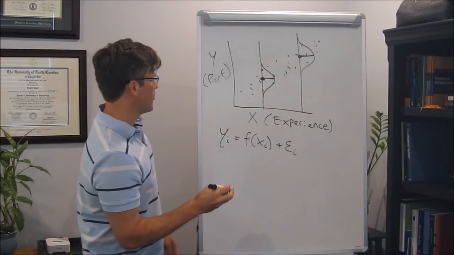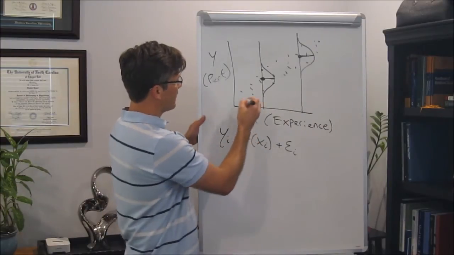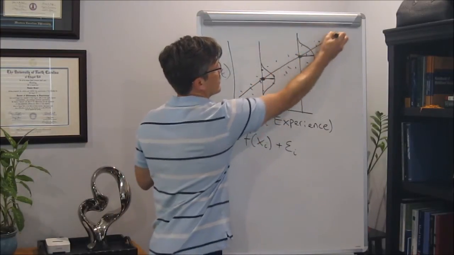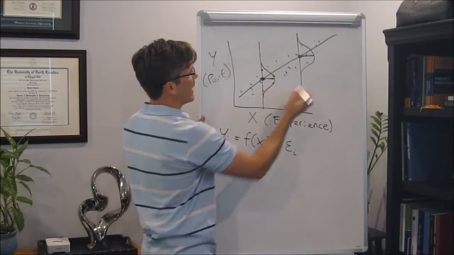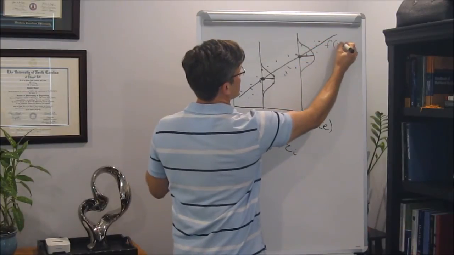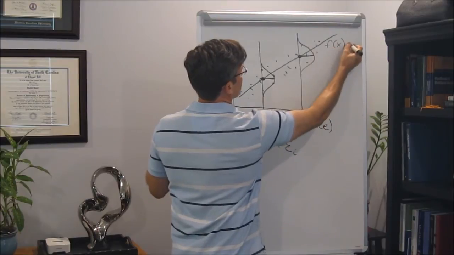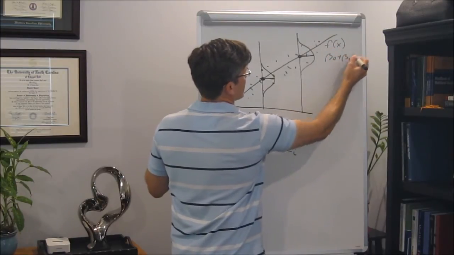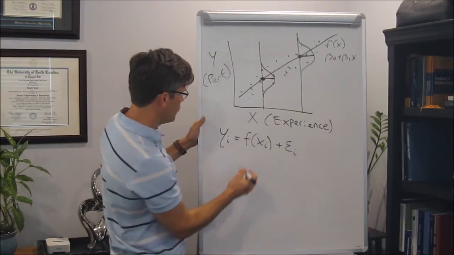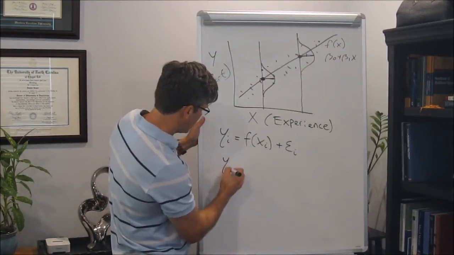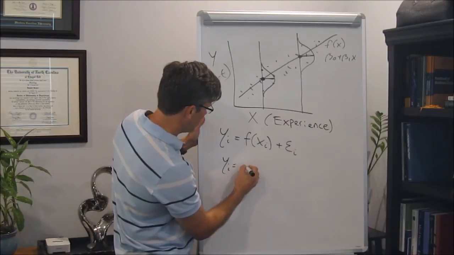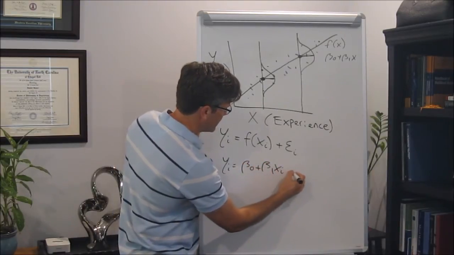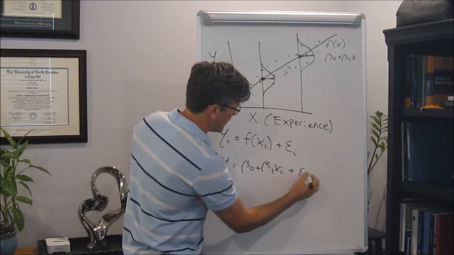In the linear regression model, we're going to use a straight line to characterize this relationship. So that's our f of x, right? Our f of x is going to be a straight line, and that's going to be equal to beta naught plus beta 1 x, right? A straight line is characterized by two parameters. So our y value is going to be equal to beta naught plus beta 1 x plus this epsilon, right?